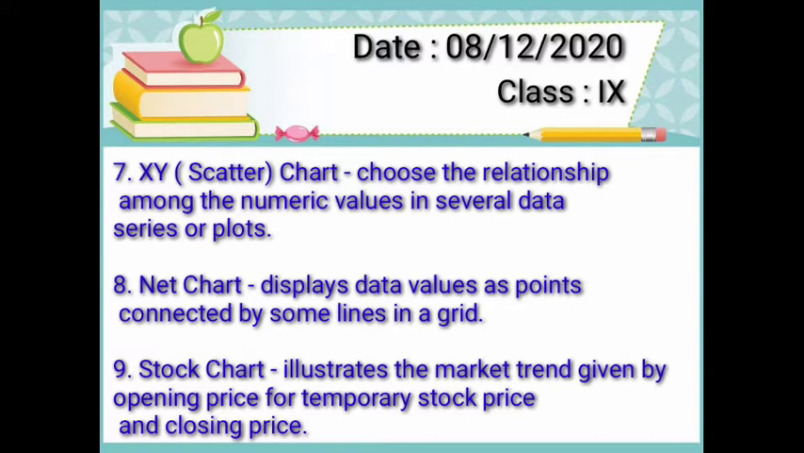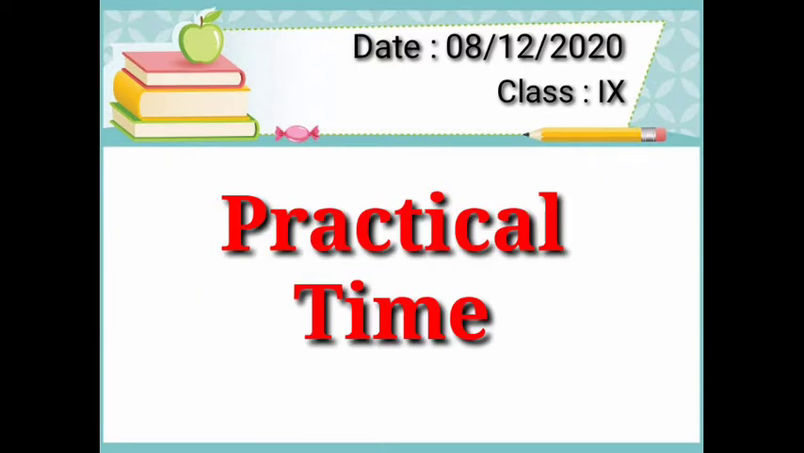Students, these charts will be more clear when you do it on OpenOffice Calc. Then it will be more clear by the picture how these charts look on the screen. Next is the net chart, whose image looks just like a net, which displays the data values as points connected by lines in a grid net and resembles a spider net or a radar display. The last one is the stock chart, which illustrates the market trend given by opening price, bottom price, top price and closing price. So let us see the practical and understand how these charts look when you apply it on the data which is written in OpenOffice Calc.